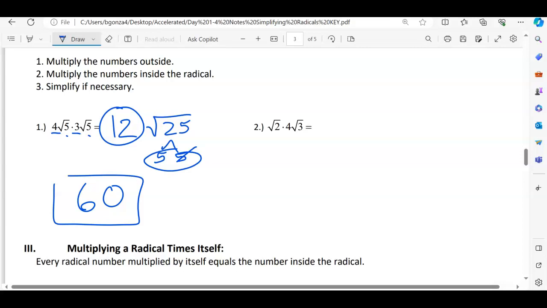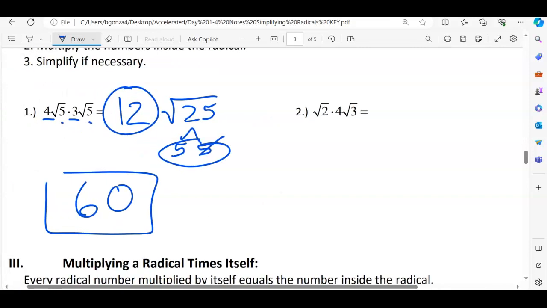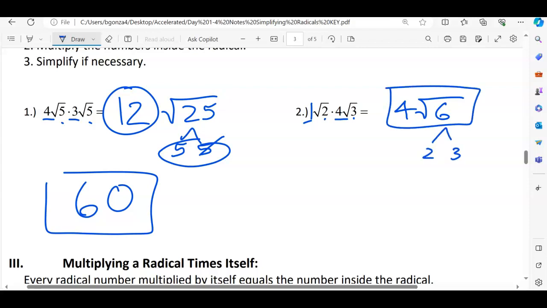Cool. On number 2, if there is no number right here, what number is implied right here? A 1. I would suggest you write it. This is a 1. So outside times the outside, 1 times 4 is 4. Inside times the inside, 2 times 3 is 6. Can you break down 6? 6 is only 2 times 3. There's no pairs, so that's it. Okay. Any questions on multiplying? It's outside times outside, inside times inside. Reduce it if you can.